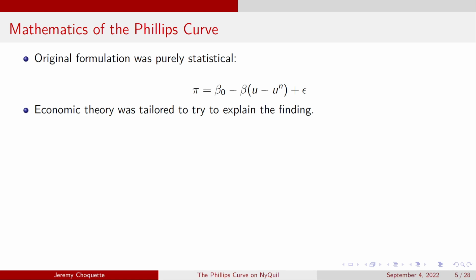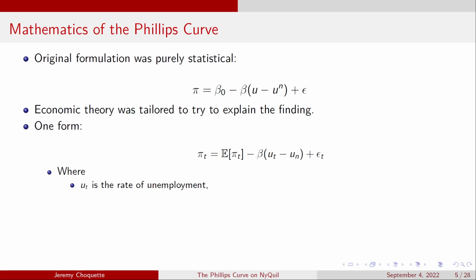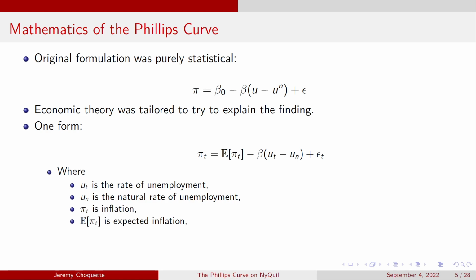It made people go, hey, what? This is kind of interesting. Let's look at this. Let's see what's going on, see if we can try to develop some theory. Now, one form of that would be something like this, that we have inflation as our dependent variable. We have U as the rate of unemployment, U sub n as the natural rate of unemployment, and expected inflation. We have this term beta, which explains the relationship between inflation and unemployment.